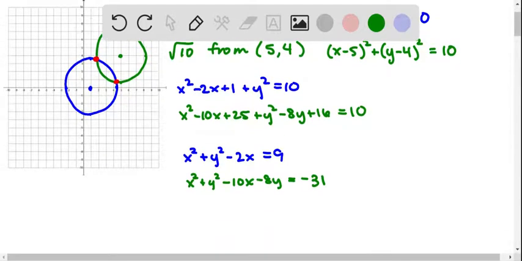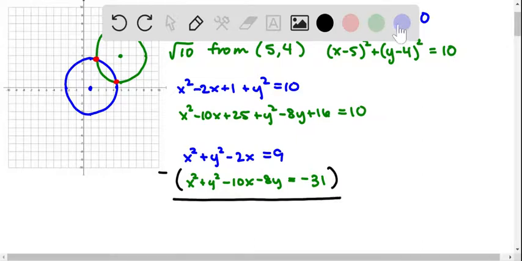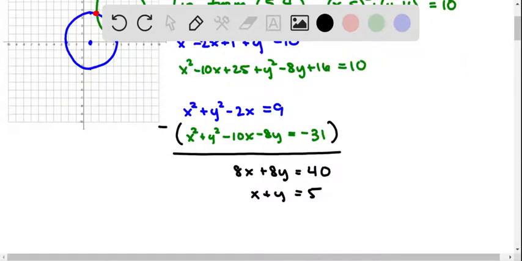Okay, now let's go ahead and subtract these two equations, and we can eliminate x^2 and eliminate y^2. So that's going to give us 8x + 8y = 40. If we divide that equation by 8, we have x + y = 5. All right, let's isolate y in that equation. And we have y = 5 - x.